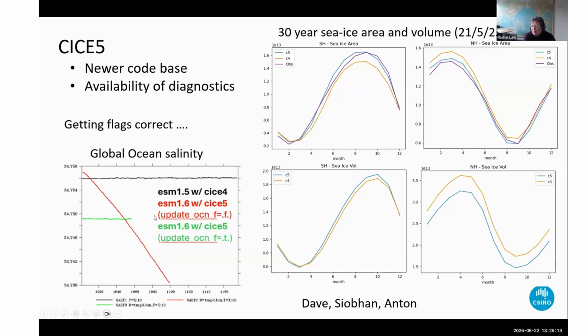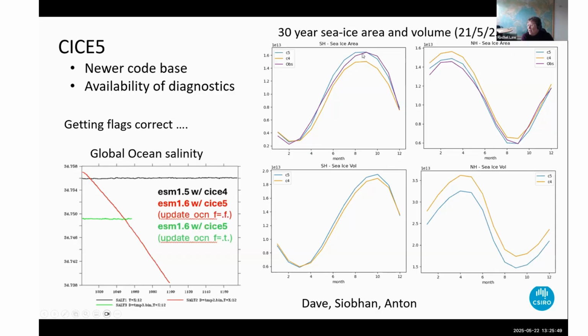So in this first test, it turned out this update ocean flux was set to false, and we were freshening quite significantly with the global ocean salinity just heading down. Fix that up and it's nice and stable. These results are literally from yesterday, showing now hopefully a seasonal cycle that we believe is credible, because stuff is being conserved.